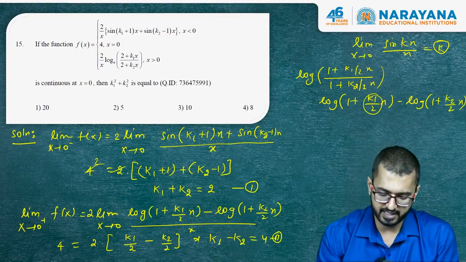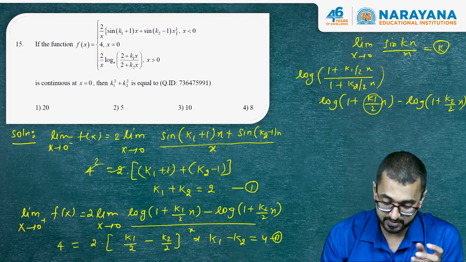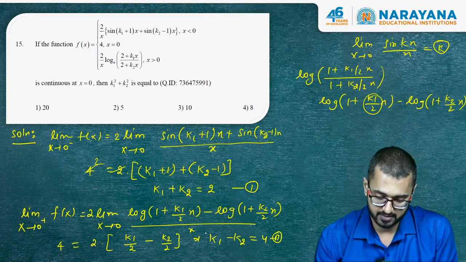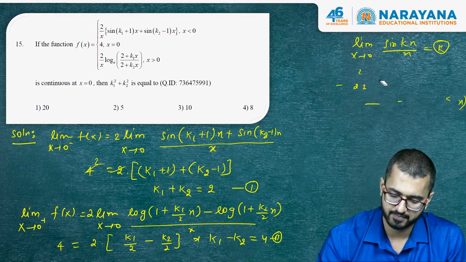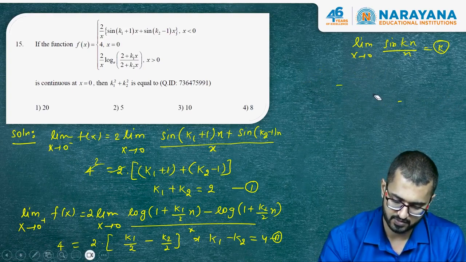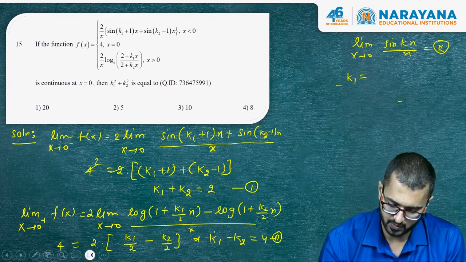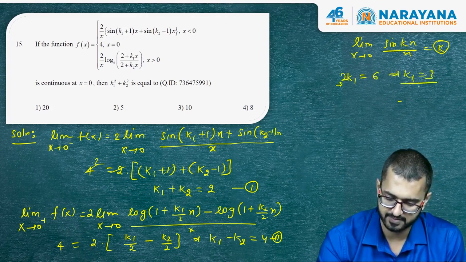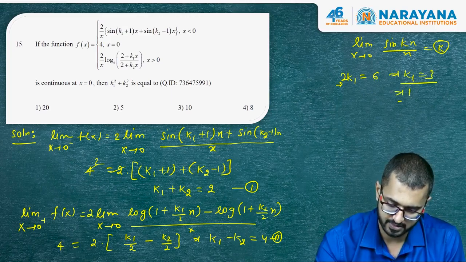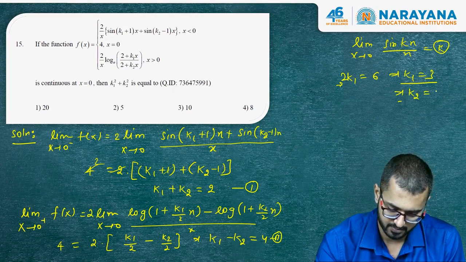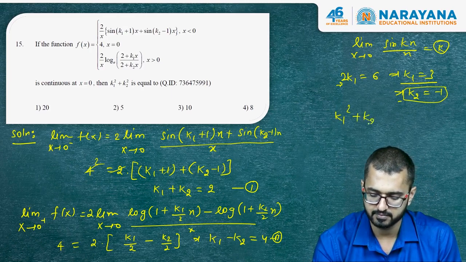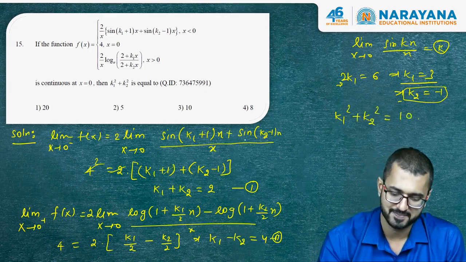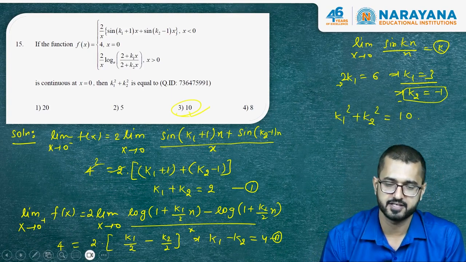So we got k1 minus k2 as 4 and k1 plus k2 as 2, and we want k1 square plus k2 square. So yes, we can add both to get 2k1 equal to 6, so k1 is equal to 3. If k1 is 3, that means k2 is equal to minus 1. So k1 square plus k2 square will be 10. That makes our option 3 correct.